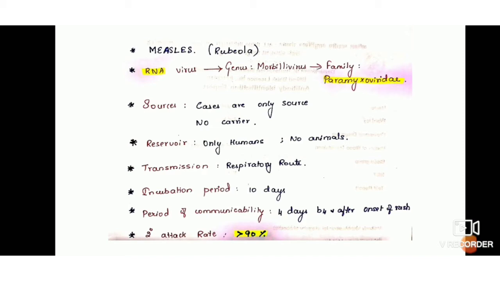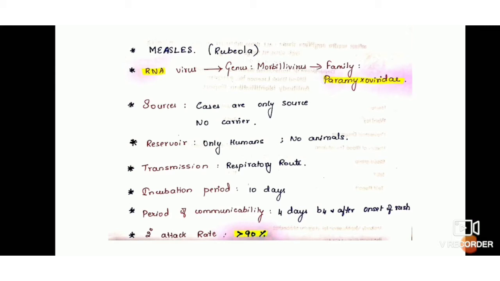Now we will see brief notes on measles. We will be concise, only from the exam point of view, and all the exam points will be discussed in this discussion. Measles virus is also called rubeola virus. It is an RNA virus from genus Morbillivirus and family Paramyxoviridae.